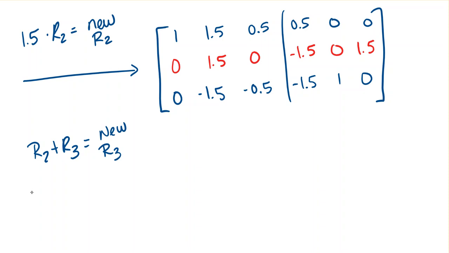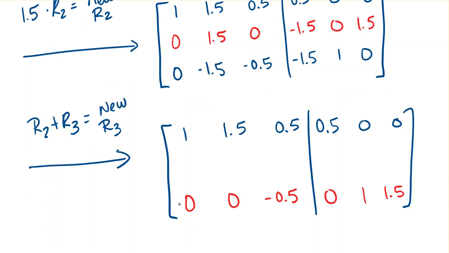Pause the video and work through that next step. We would get this after adding row 2 and row 3, and then we would go back to our previous version of row 2.